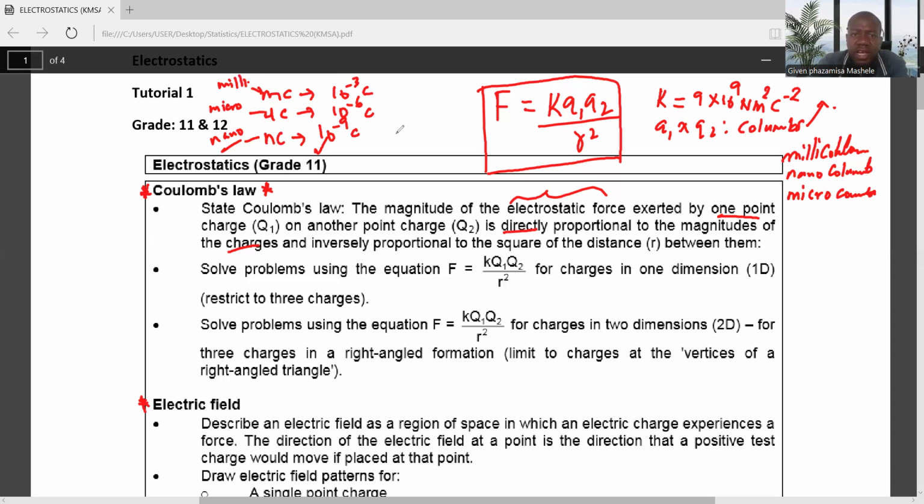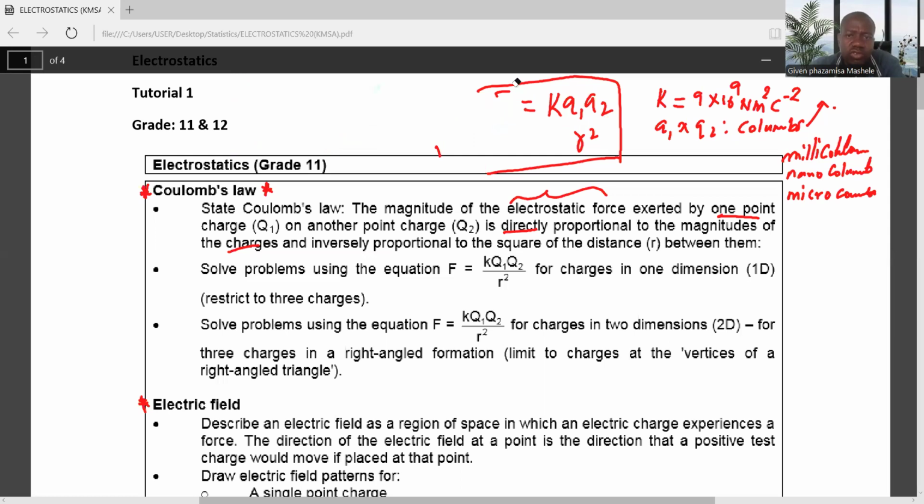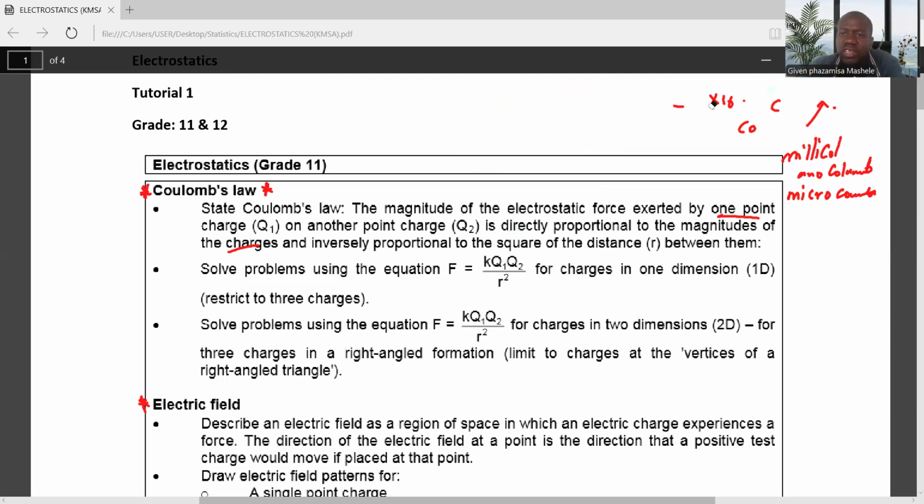Then the distance r, this is our distance between the centers, and this should be in meters. Then we know the force is in Newton. So you need to know how to use Coulomb's law in solving problems relating to charges. Then again, we need to be able to solve problems using the equation F equals k charge 1 charge 2 divided by r squared for charges in one dimension.